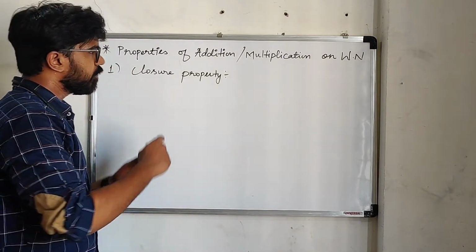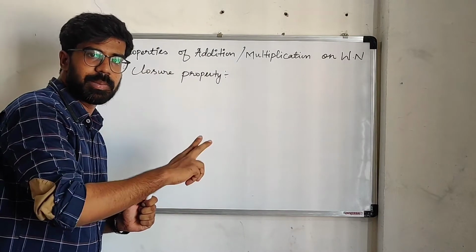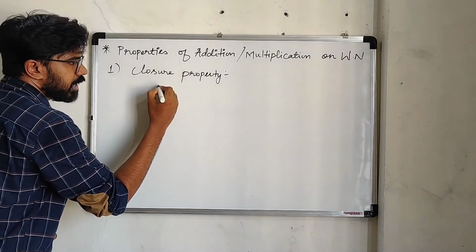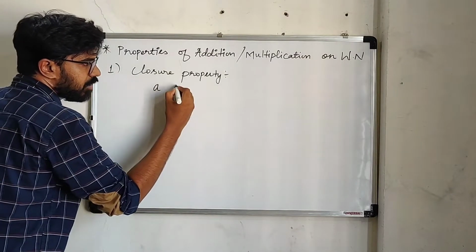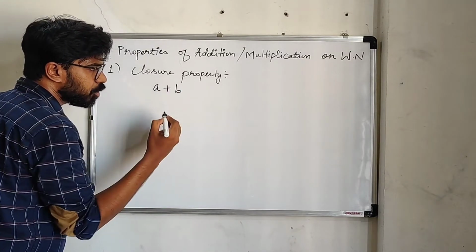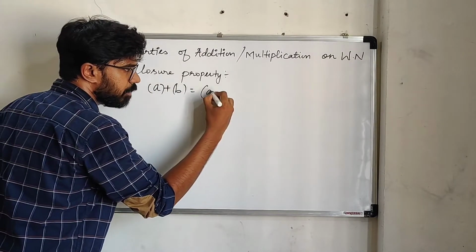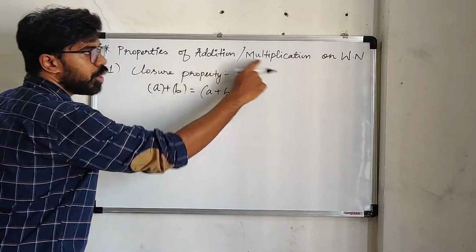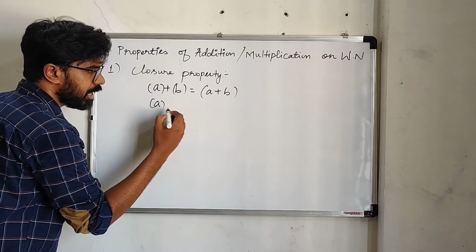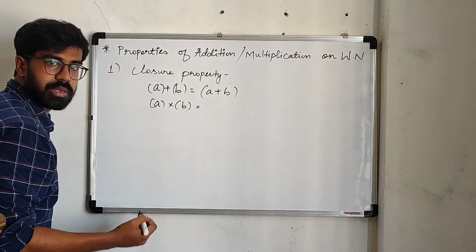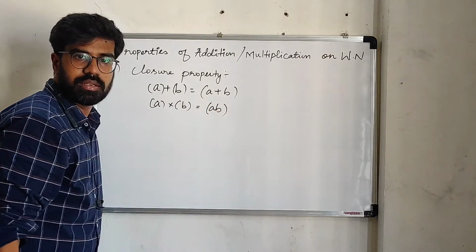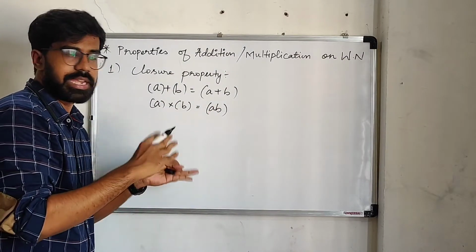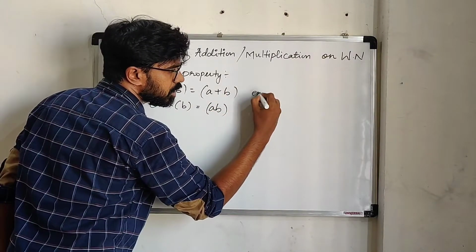Closure property means if you add any two whole numbers or if you multiply any two whole numbers, the answer which you will get is also going to be a whole number. How? Say for example, if I have a whole number A and a whole number B, and I add them together, my answer will be A plus B, and that will also be a whole number itself. This is in case of addition. What if it is in case of multiplication? If I have A as a whole number, and I multiply with B, another whole number, my answer is going to be AB. Is that clear? So closure property means if you add or multiply any two whole numbers, your answer is also going to be a whole number.